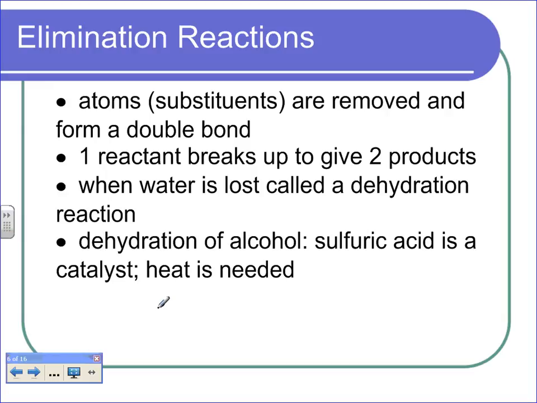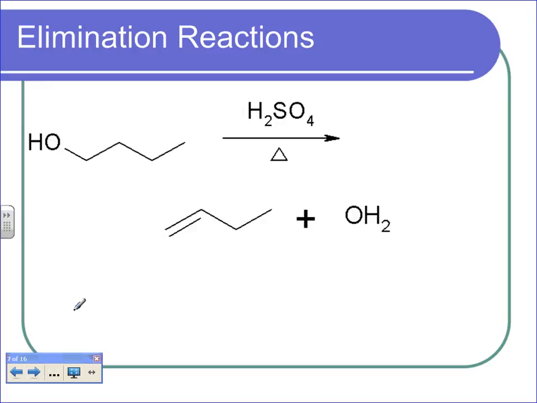We're going to look at one particular type of elimination reaction. There are many, and that's the dehydration of an alcohol, which is the removal of water, and we need sulfuric acid as a catalyst to do this. So if we've got an alcohol and we add sulfuric acid and heat, we're going to be able to dehydrate this alcohol or remove water from it.